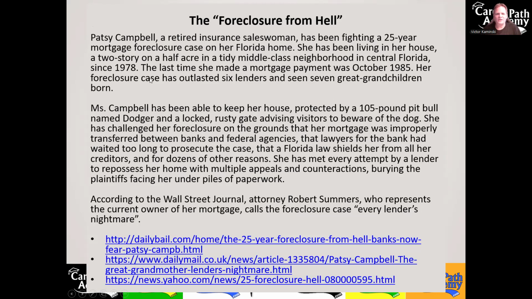She's been living in the house, a 2-story on a half-acre in a tidy middle-class neighborhood in Central Florida since 1978. The last time she made a mortgage payment was October 1985. Her foreclosure case lasted 6 lenders, and it's seen 7 grandchildren born. Miss Campbell has been able to keep her house protected by a 105-pound pit bull named Dodger and a locked rusty gate advising visitors to be aware of the dog.